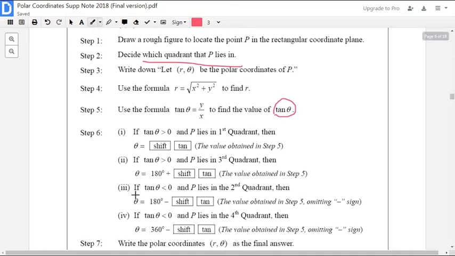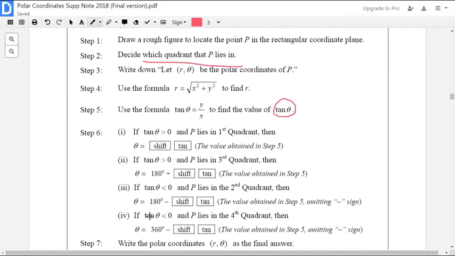The third case: if tangent theta is less than 0 and P lies in the second quadrant, then calculate y over x and omit the minus sign, then press shift tangent. You'll get an angle which lies between 0 and 90 degrees. Then use 180 degrees minus the angle obtained from the calculator. I stress that you should calculate y over x and then omit the minus sign before pressing shift tangent. Then you will get the angle theta.